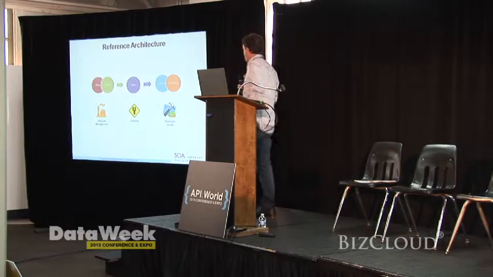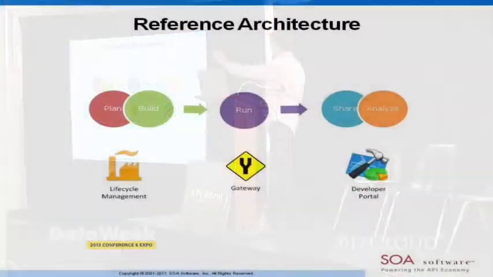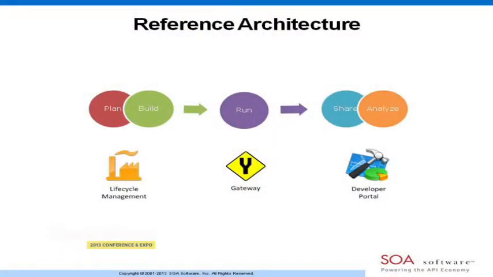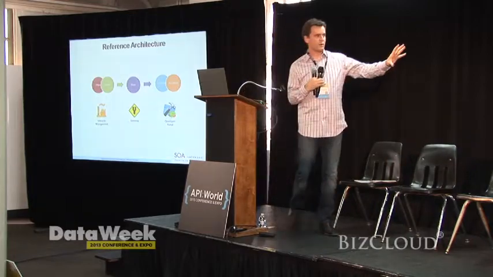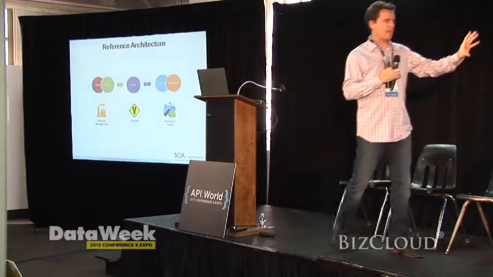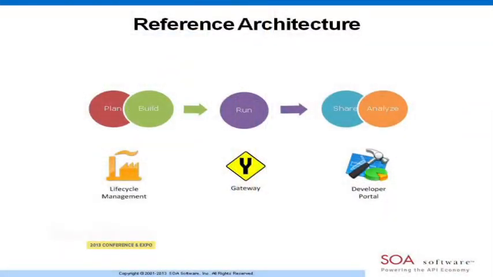So what I've done is I've put together a reference architecture, and I've taken some liberties. But when you look at the plan, build, run, share, and analyze lifecycle, you can boil it down to 3 sets of capabilities. The first one is lifecycle management. The second one is the gateway. So how do you actually manage and secure and monitor and deliver that API to your B2B community or to your employees on their bring your own devices?